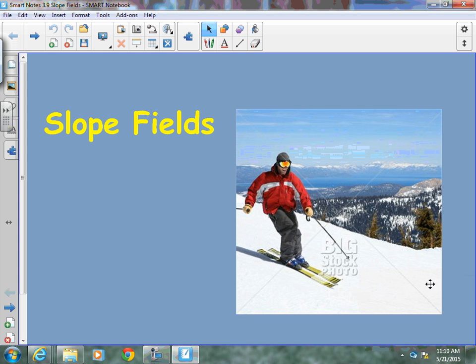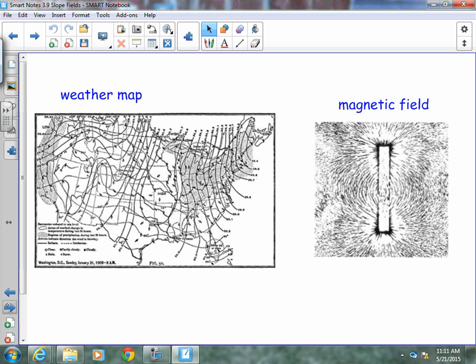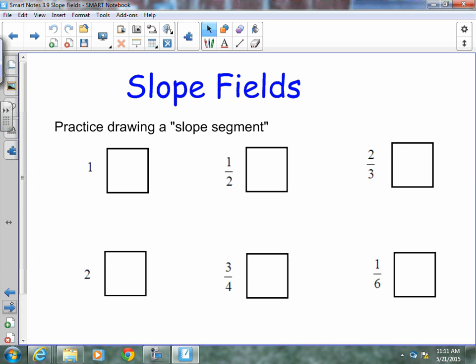Today we're going to touch on slope fields. We will come back to them again near the end of the year, but for now I just want you to be able to draw one and kind of know what they are. A slope field is kind of like a weather map or a magnetic field. It shows you the slope at different points, at each individual location.